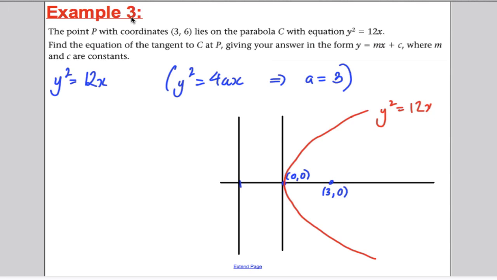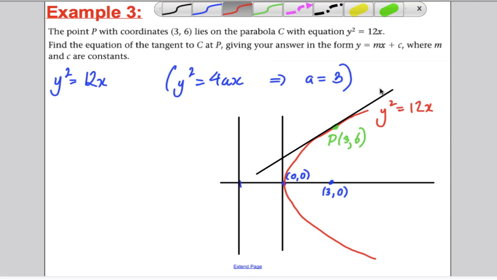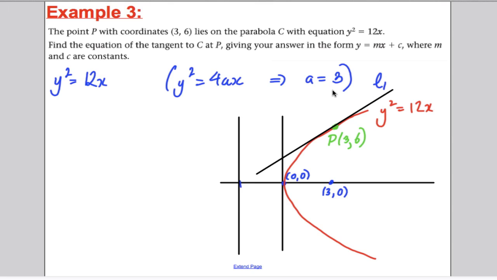Always draw a picture. Okay, find the equation of the tangent to C at P, giving your answer in this form. Now, P is the point 3, 6. So P is this point here, which I'll maybe colour in a different colour. That's P, and it's 3, 6. Okay, and they want the equation of the tangent, so they want the equation of that line there. That would be the tangent. I might call that L1.